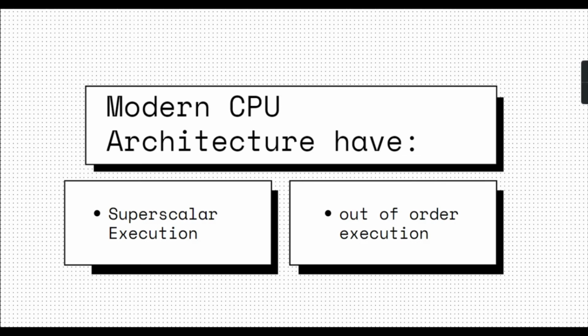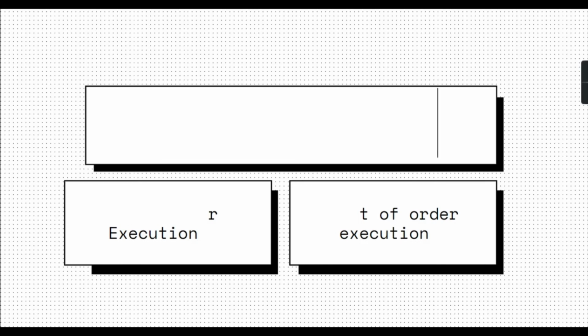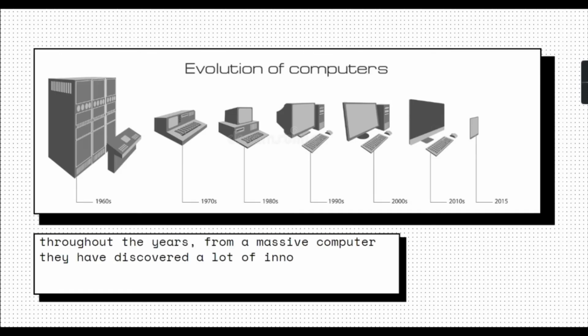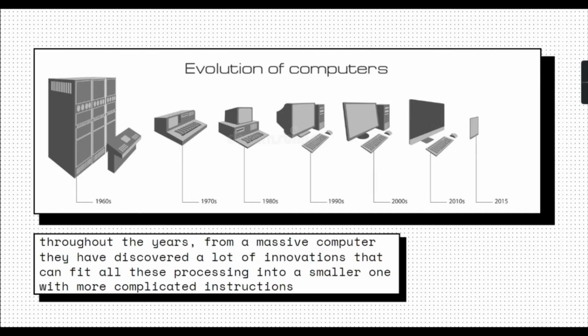So this is the diagram of the evolution of computers. As we can see, from the 1960s to 2015, or the 20th century, bigger computers became smaller. Throughout the years, from a massive computer, they have discovered a lot of innovations that can fit all this processing into a smaller one with more complicated instructions. And that's all.